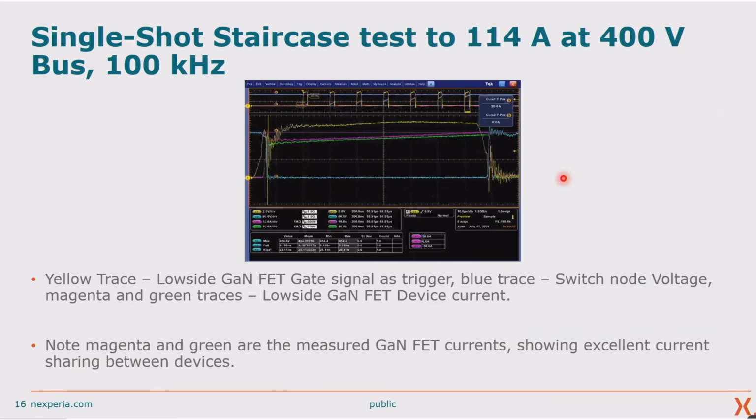Here we have the zoom of the last pulse again. But as noticed for these traces, the yellow channel has been used for the trigger from one of the low side GaN FETs. The blue trace is this time the switch node voltage, and the magenta and green traces are the device currents. If we look specifically at the magenta and green traces, we can see that the current is being nicely shared between the parallel devices all the way up to the maximum current here, where the devices get switched off.